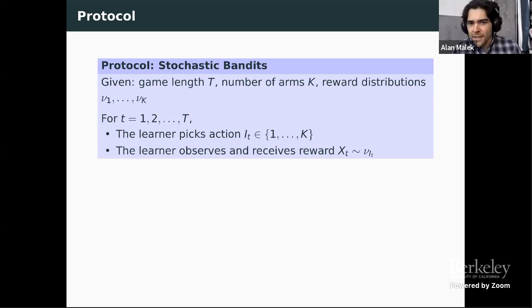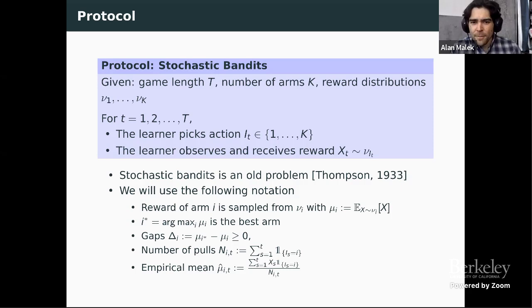And this is the namesake of the bandit problem, because you can imagine that each arm corresponds to a slot machine, and you pull an arm and you get that reward, and you're trying to find the slot machine with the highest mean, obviously. So stochastic bandits is a really old problem. It's from at least Thompson in 1933, and the notation that we will use is that the reward of arm i is sampled from nu_i, and the mean will be mu_i.